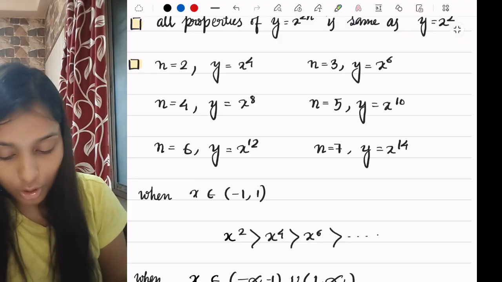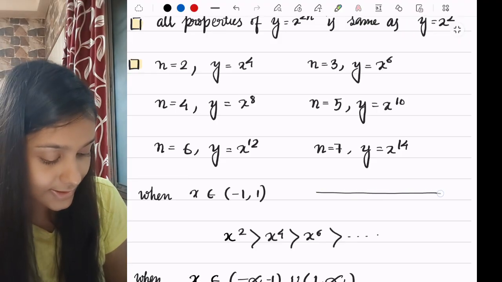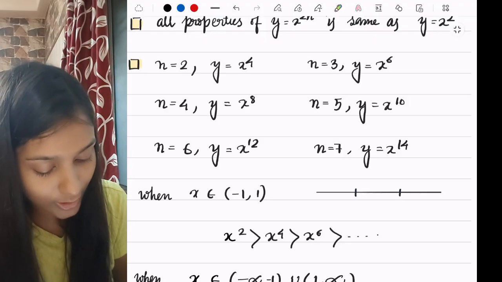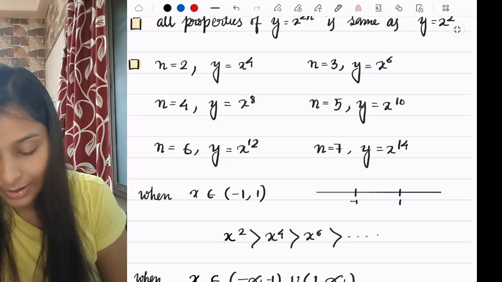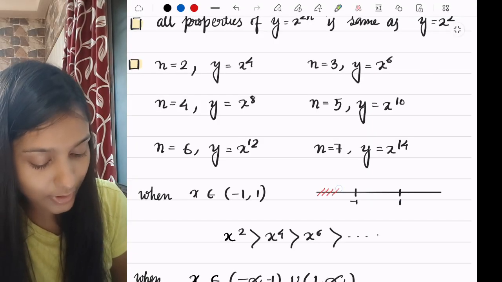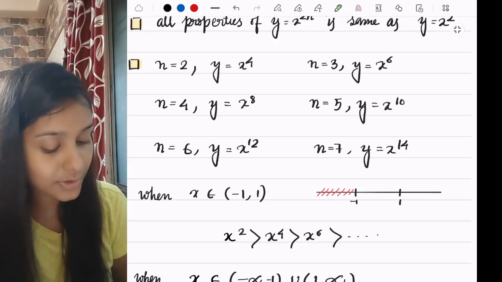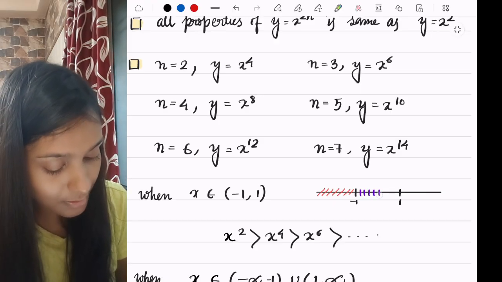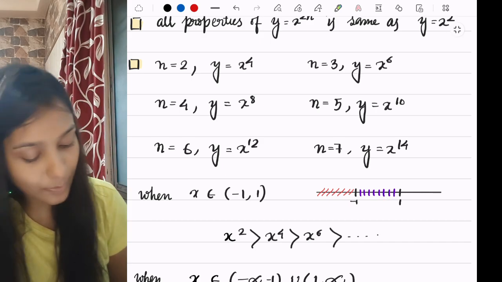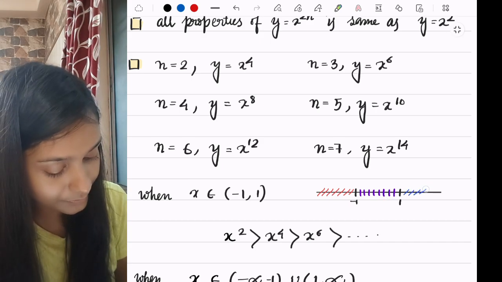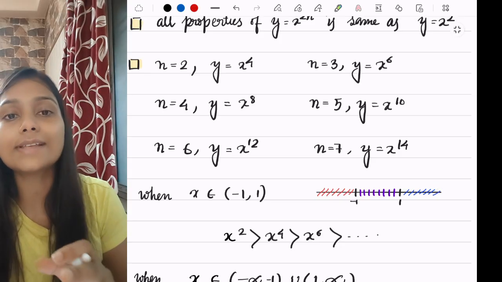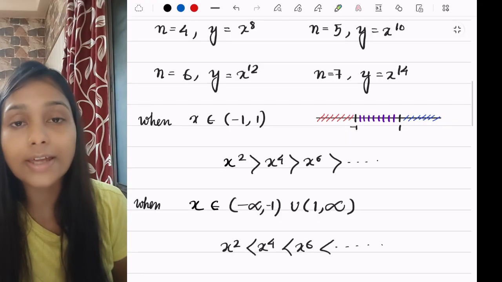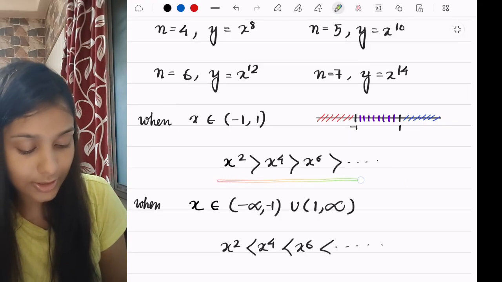So if we draw the real line here like this, the real line can be divided into three parts. One part is x less than -1. Another part is between -1 and 1, and the last part is greater than 1. Okay, so first let us see the interval -1 to 1.